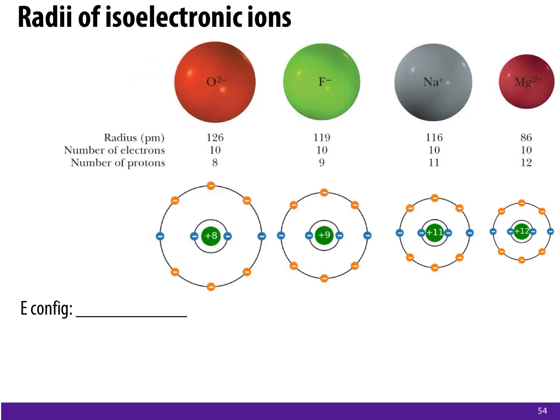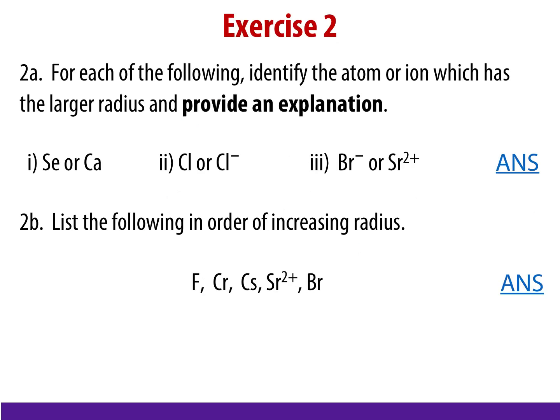Here's that same information in a visual form. Oxygen has these 10 electrons held pretty weakly because of only 8 protons. As we keep cranking up the protons, that keeps squishing down the size of the overall ion. Okay, let's end with another exercise. Take a few minutes to try these on your own, and then I'll show the solution.